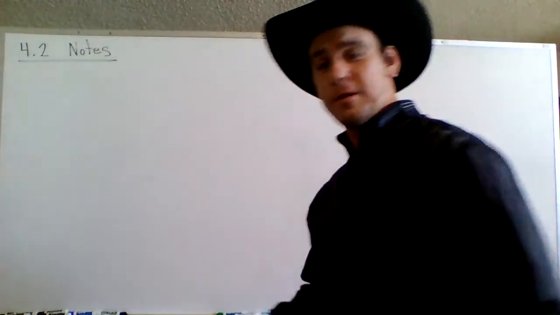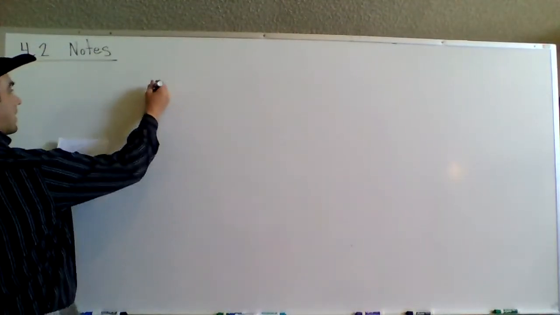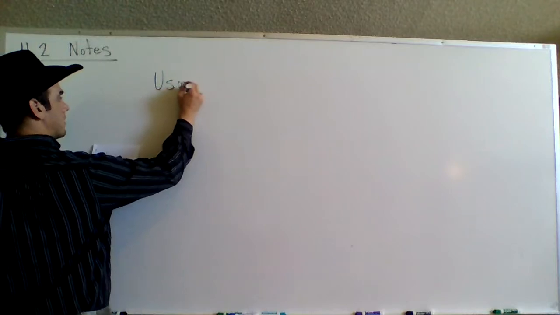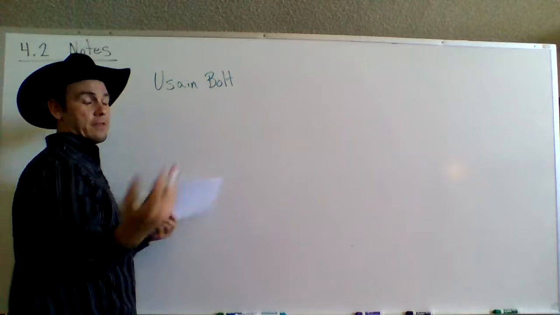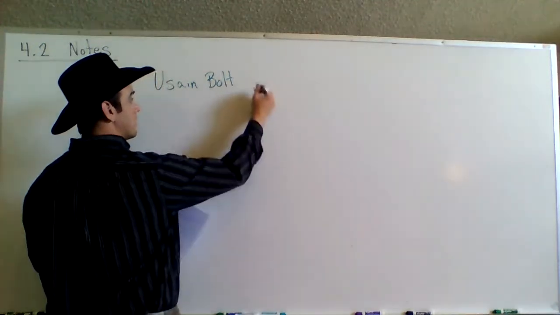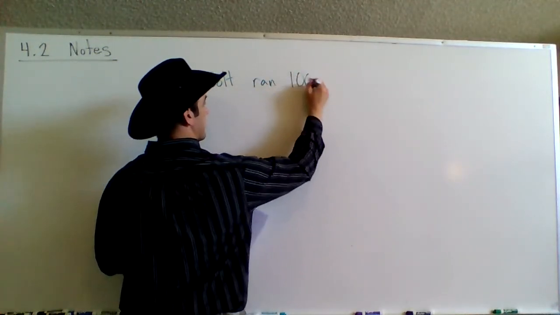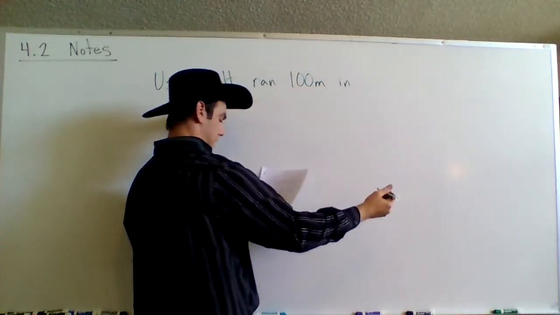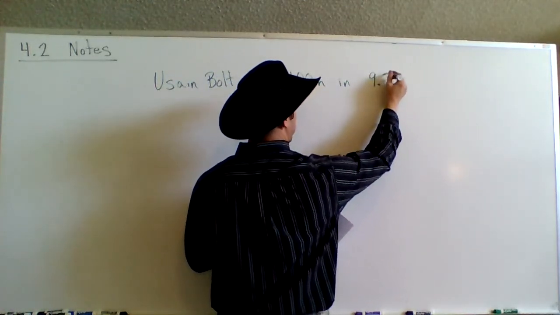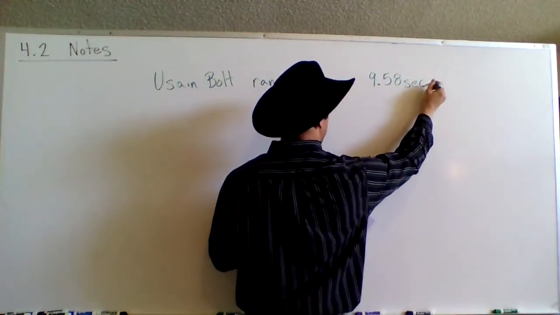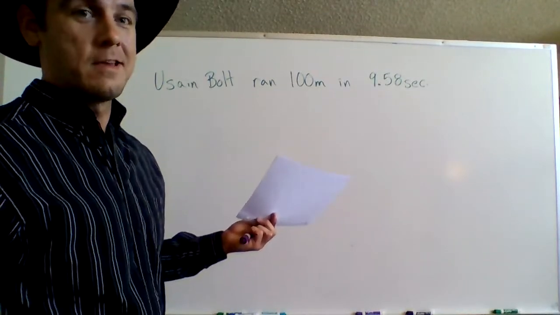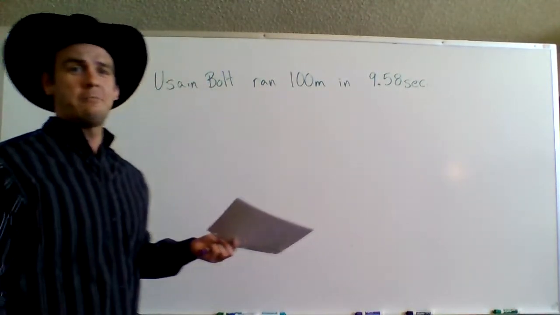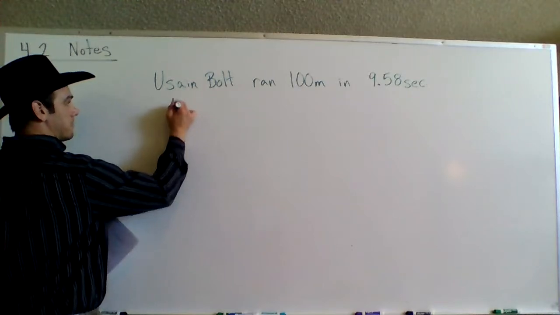We went from really slow, we're going to go to really fast. Okay, we got Usain Bolt. He ran the fastest 100 meter ever. So he ran 100 meters in 9.58 seconds. Okay, I don't really know how fast that is. My mind thinks more miles per hour. So how many miles per hour was that?